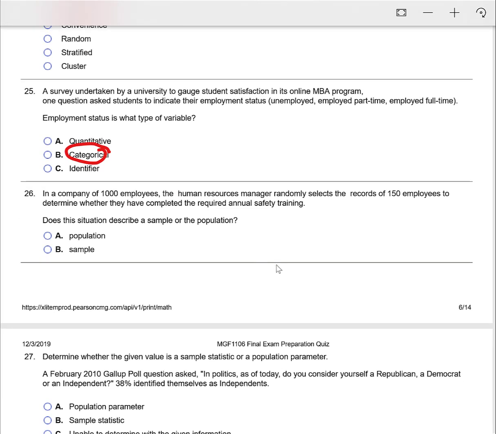In a company of 1,000 employees, the human resources manager randomly selects the records of 150 employees to determine whether they have completed the required annual safety testing. Is this situation describing a sample or a population? Okay, the key word here is randomly selects, so this is a sample.